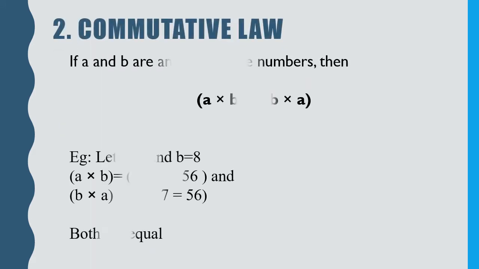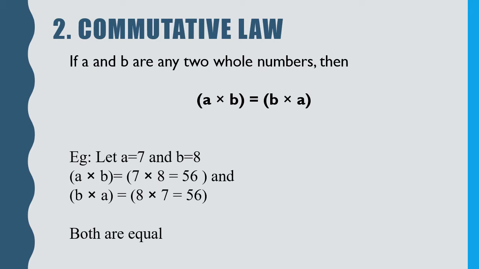Let's move to the next property, commutative law. So what does it say? It says that if a and b are two whole numbers, then a multiply b is equals to b multiply a. Like if we are having any two numbers, both are whole numbers, then the arrangement doesn't matter if we are multiplying them. Either we multiply a with b or b with a, the answer is always the same.